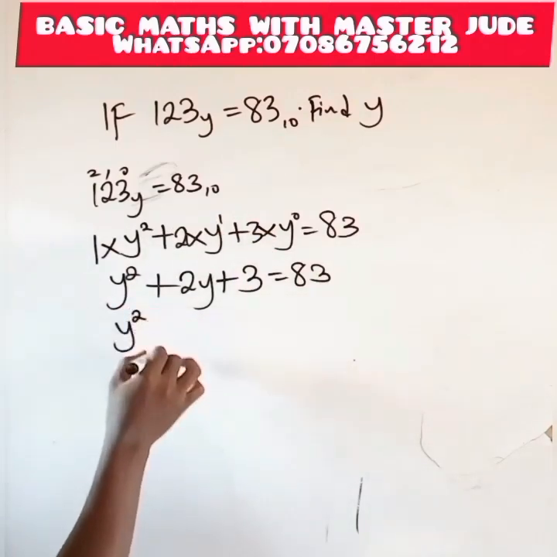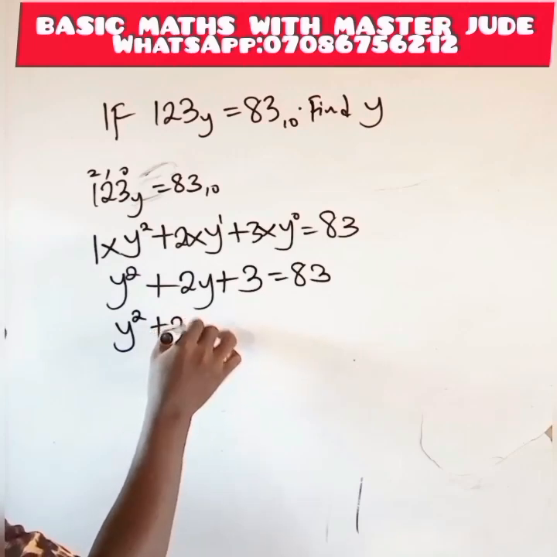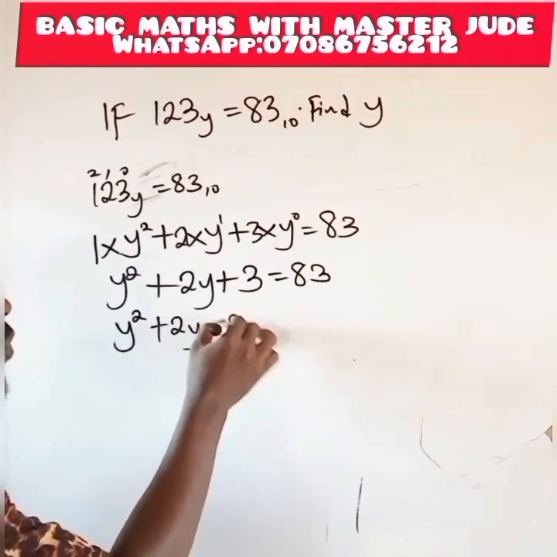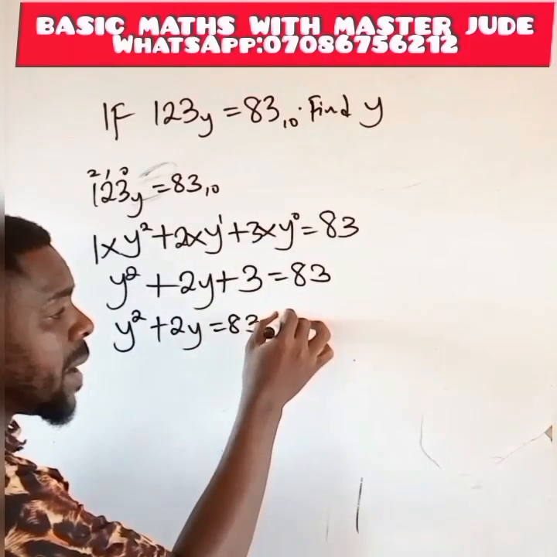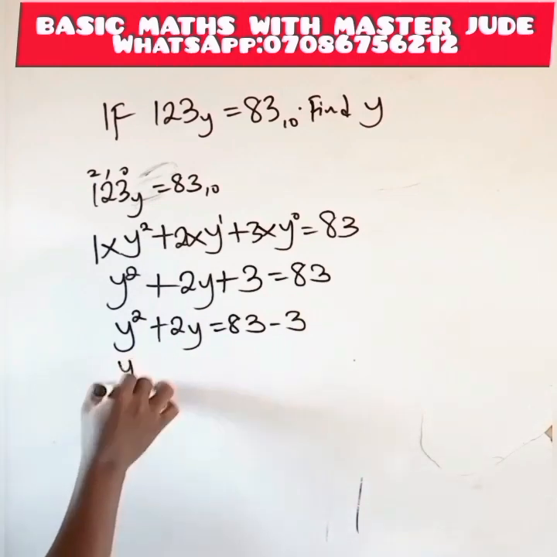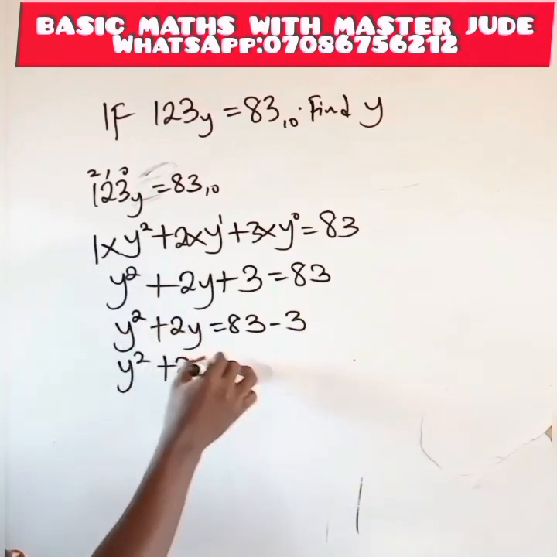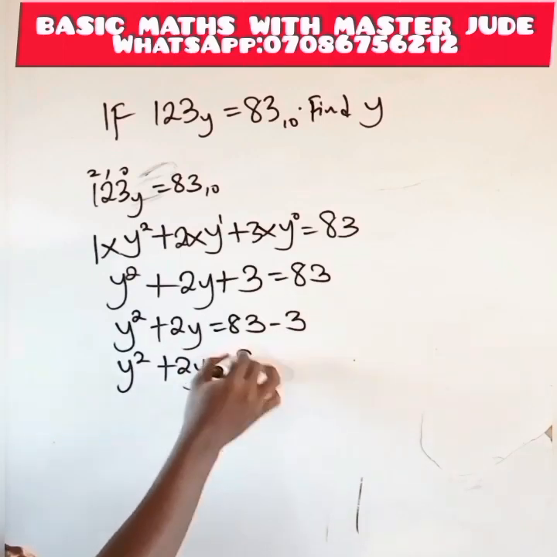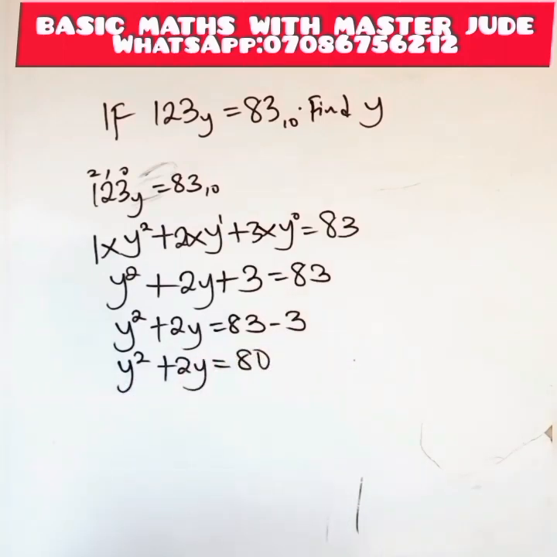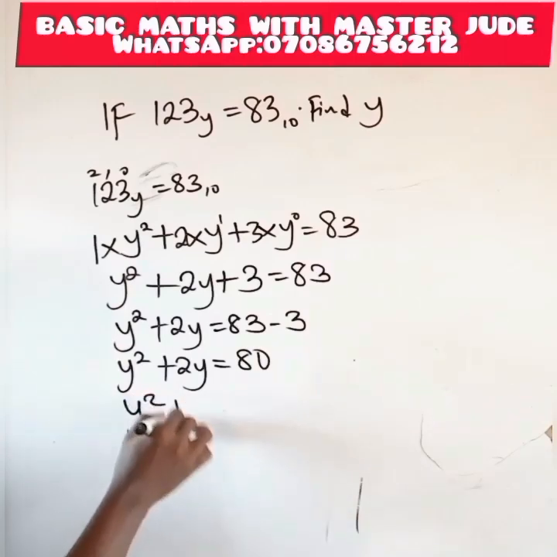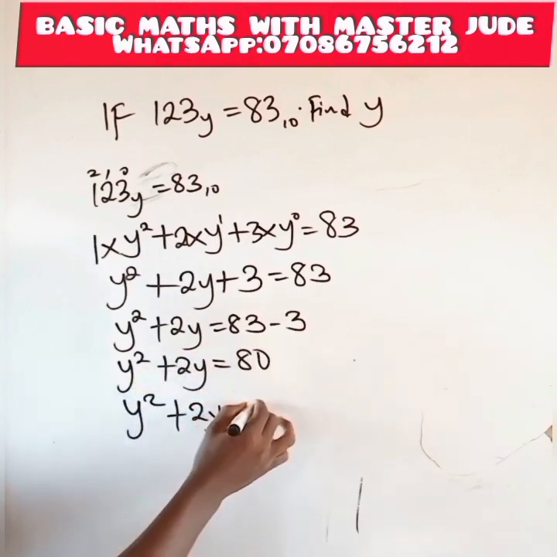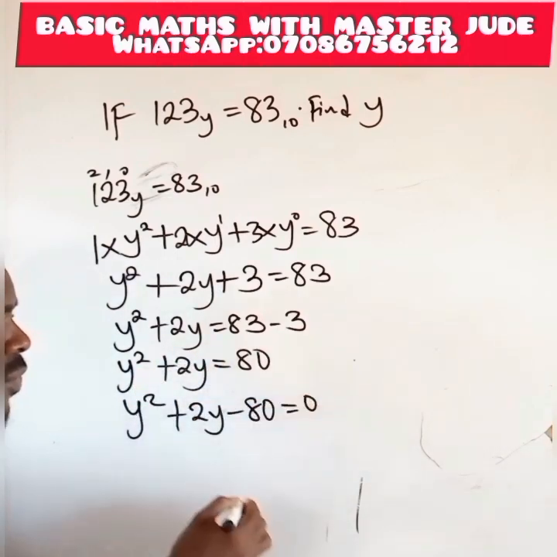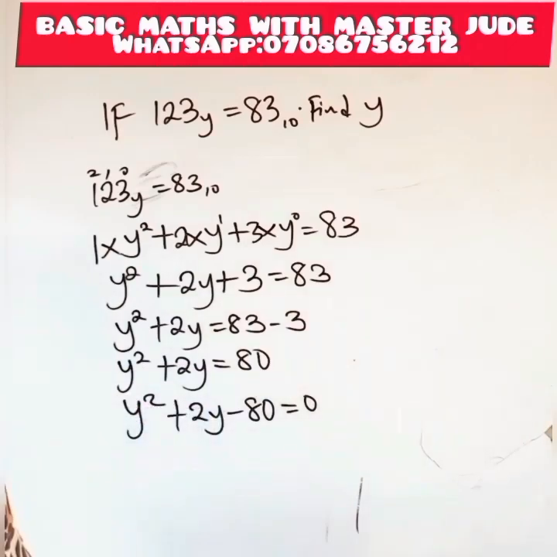We have y square plus 2y is equal to 83. Plus 3 crossing the equality sign to meet 83 will become minus 3. So we have y square plus 2y is equal to 83 take away 3, which will give us 80. Now to make this a proper quadratic equation, y square plus 2y, plus 80 coming to this side becomes minus 80, is equal to 0. This is a proper quadratic equation.